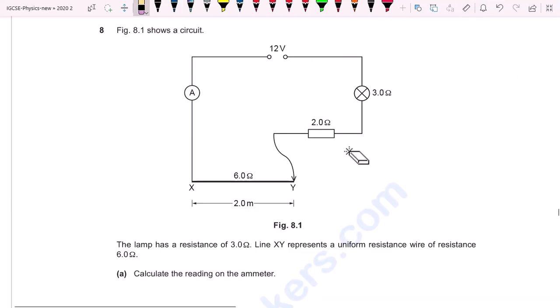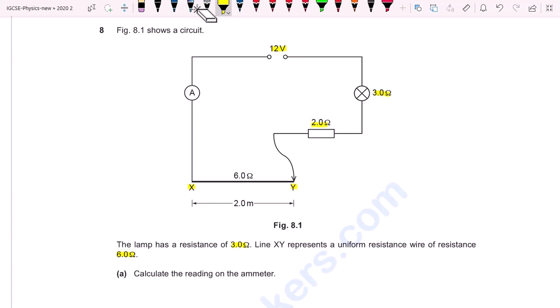Question number 8. Figure 8.1 shows a circuit. The lamp has a resistance of 3 ohms. Line XY represents a uniform resistance wire of resistance 6 ohms. You can see that there is a circuit and the resistance of this lamp is 3 ohms, while there are points X and Y, and the resistance of XY is 6 ohms. There is another resistance that is 2 ohms, and this 12 volt is the given potential difference.